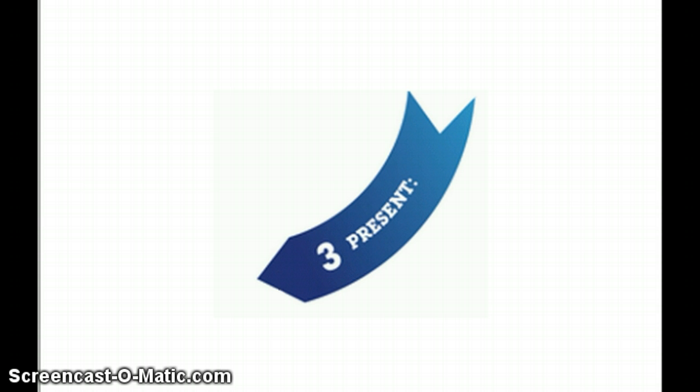The third stage of the cycle, present, is where the content of the lesson is presented for the first time. It should appeal to a variety of senses and consist of a number of teaching strategies. It should also be equally divided between teacher and student.